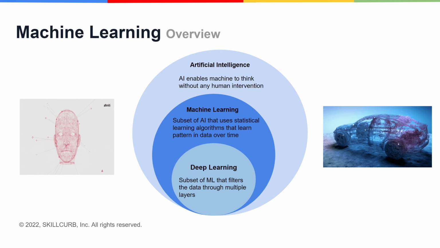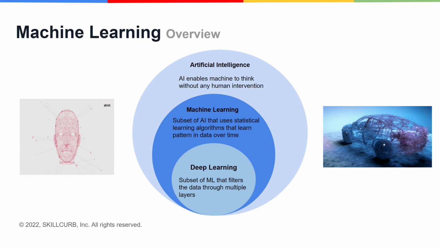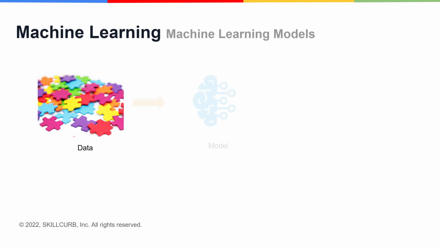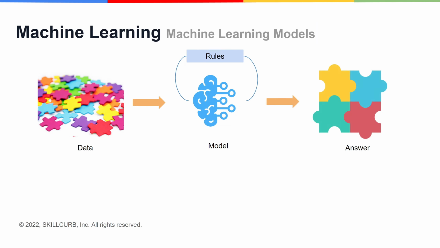There is a part of machine learning called deep learning. It's a method of training machines. It basically filters the data through multiple layers. We often begin with some kind of data, and from that data we hope to get an answer. And a machine learning model is how we accomplish it.